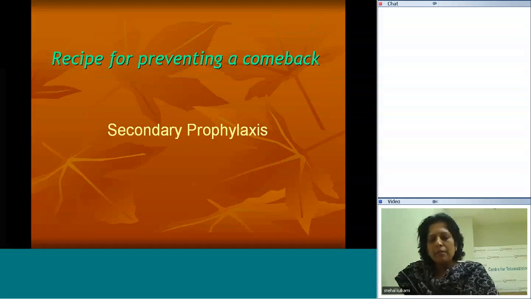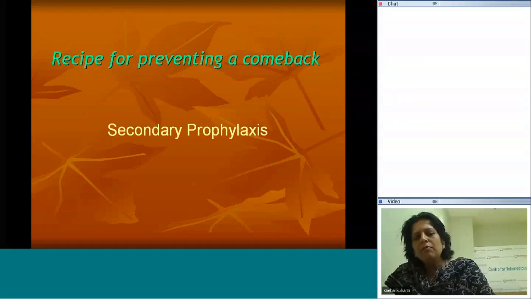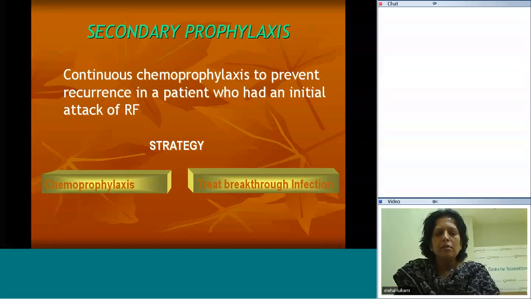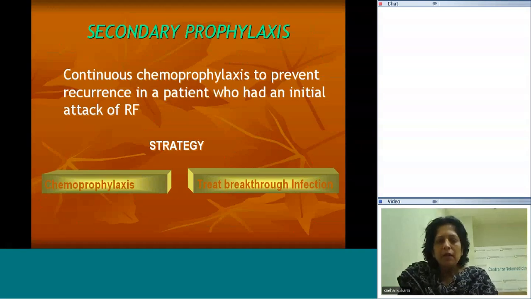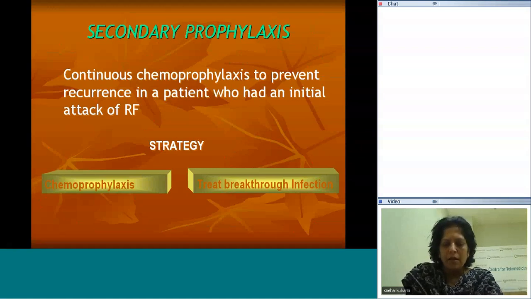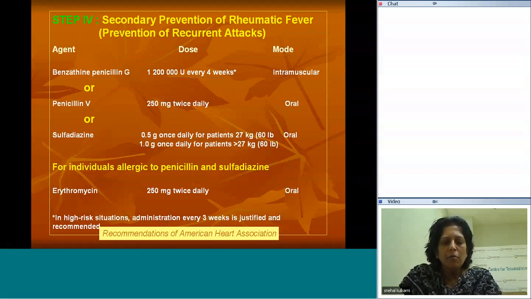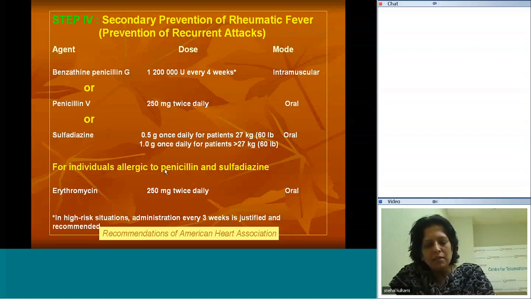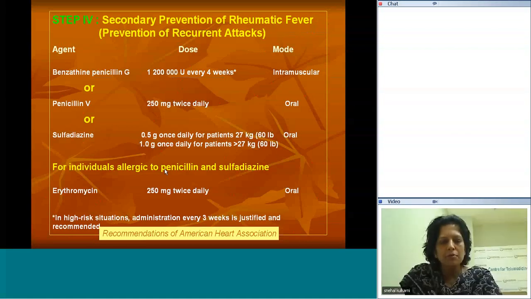So, secondary prophylaxis is actually a recipe for preventing the comeback. It's not a treatment, it's just a recipe for prevention. Secondary prophylaxis is a continuous chemoprophylaxis to prevent recurrence in a patient who had an initial attack of rheumatic fever. We know the commonest drug we use is benzathine penicillin, a single dose, or oral penicillin, or sulfadiazine. In very rare patients who are allergic to penicillin or sulfadiazine, erythromycin can be used.